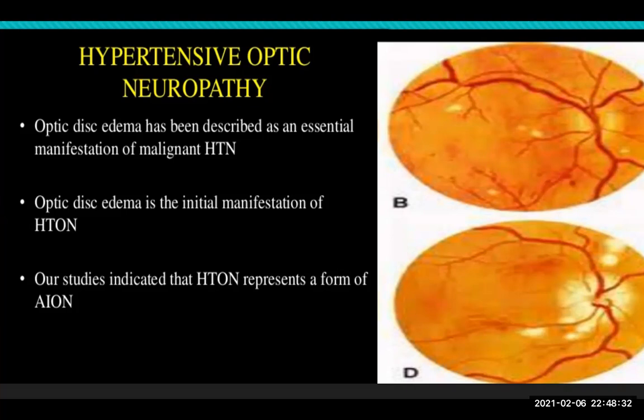Also, it may lead finally to AION, which is anterior ischemic optic neuropathy, which will lead to optic atrophy and loss of vision in this eye.